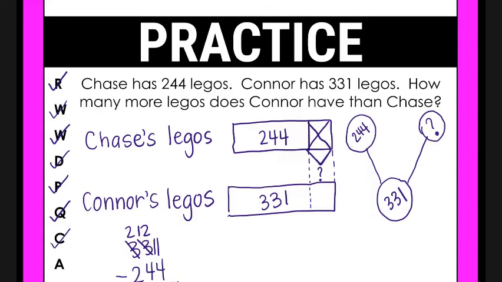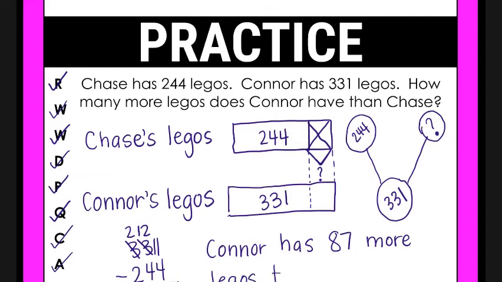So now we can check mark the C for computation. We can check mark the A for answer, and we are left with just our sentence. How many more Legos does Connor have than Chase? We can say Connor has 87 more Legos than Chase.